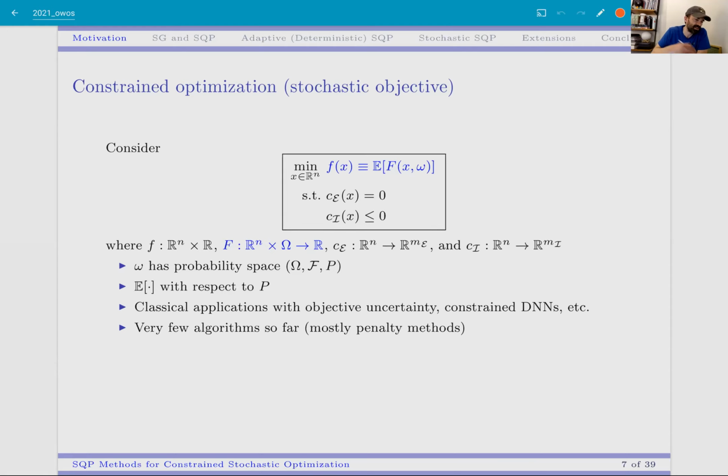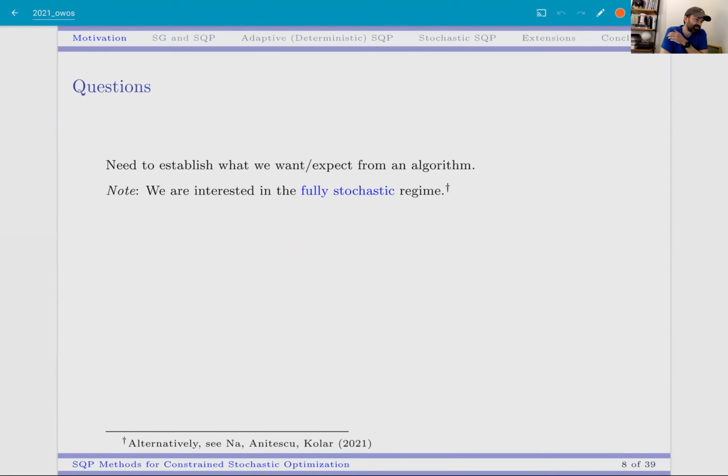So throw the constraints up in the objective with a penalty and then apply your favorite stochastic method in that case. But we're going to be interested in actually trying to use constrained optimization algorithms for solving problems of this type. Now, the first thing we should do is set our expectations, our goals of what we want from an algorithm in this setting, okay?